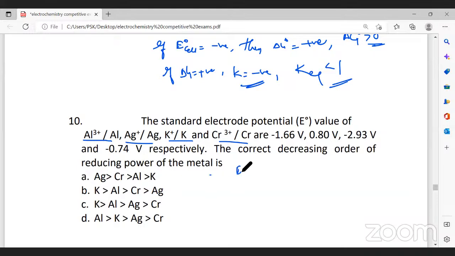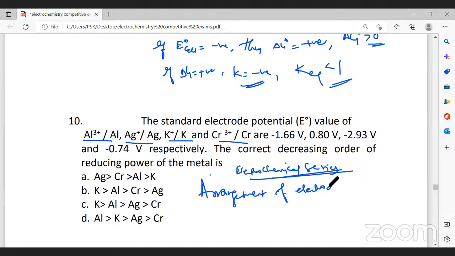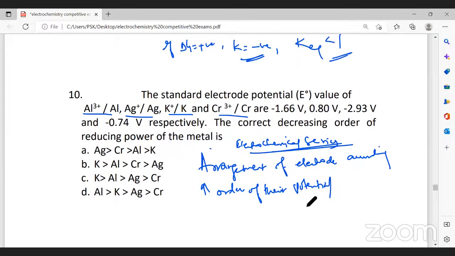I missed out again a statement that's called the electrochemical series. What is the electrochemical series? It is the arrangement of electrodes according to increasing order of their potential. What is the electrochemical series? Arrangement of electrodes according to increasing order of their potential.